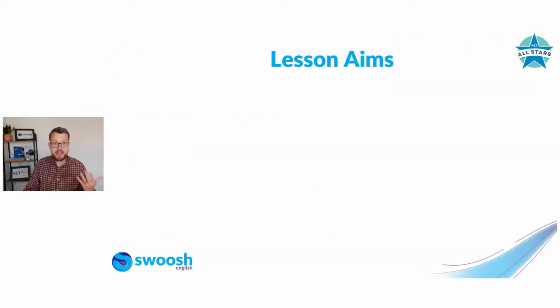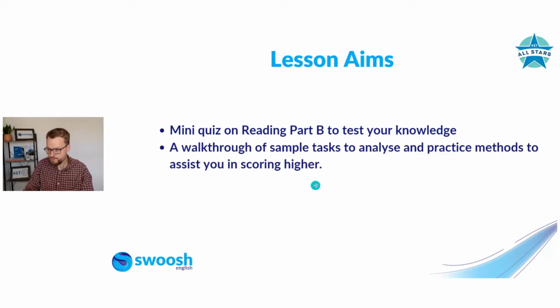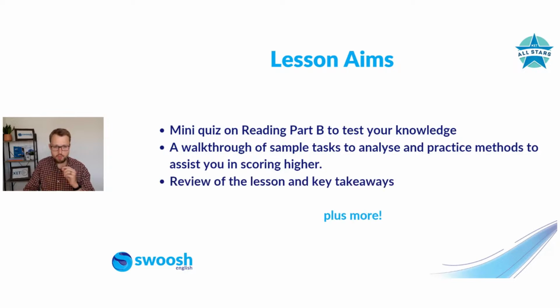So what are we going to be covering today in this lesson? Well, we're going to be starting off by testing your knowledge on reading part B to see what you know at this point. And of course, if you're completely new to OET preparation at this point, then that's fine. You're going to learn a few foundational aspects of the exam. I'm going to go through a walkthrough of an overarching method that you can use in your practice from today to improve your reading part B scores. We're going to include some sample tasks to analyze and also some practice methods for you to take away in helping you score higher with the prep that you're currently undergoing for your OET exam. We're, of course, then going to review the lesson and a few key takeaways about OET reading part B, OET reading as a whole, OET as a whole, before you go forward with your prep, plus a few more things.